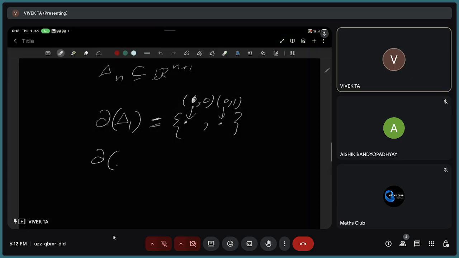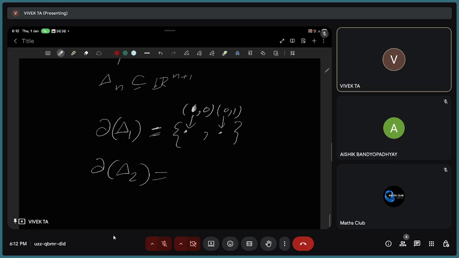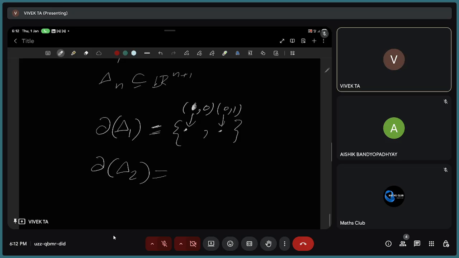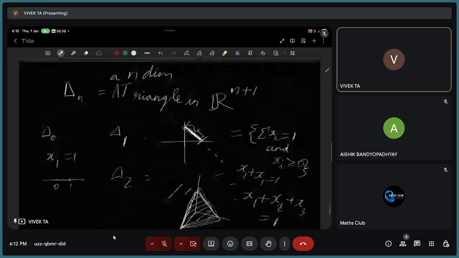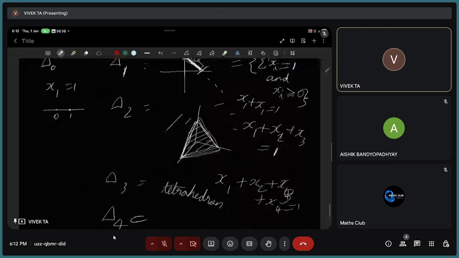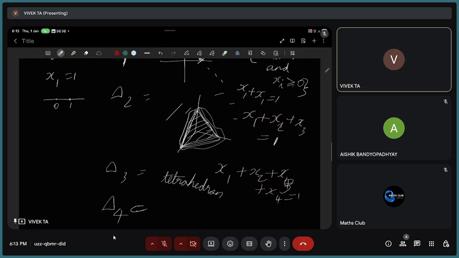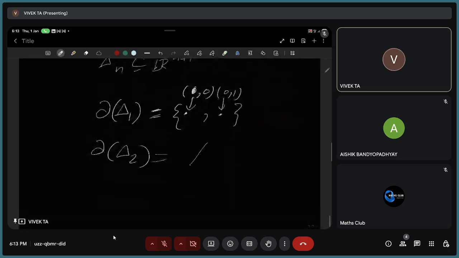Similarly, I can define what delta 2's boundary is. This one is going to give me a connected boundary though. You see, delta 2's boundary is going to be this outer part. So it is going to give me the actual triangle without the insides. You see that?